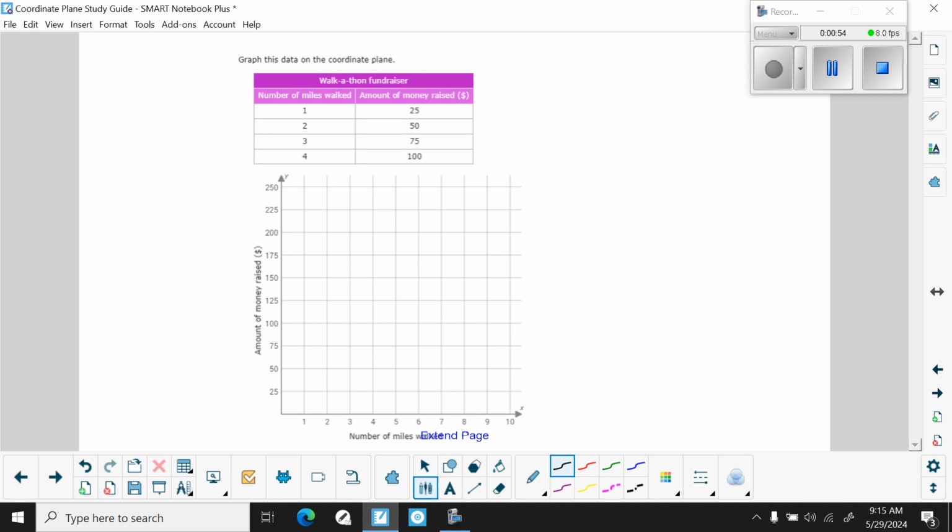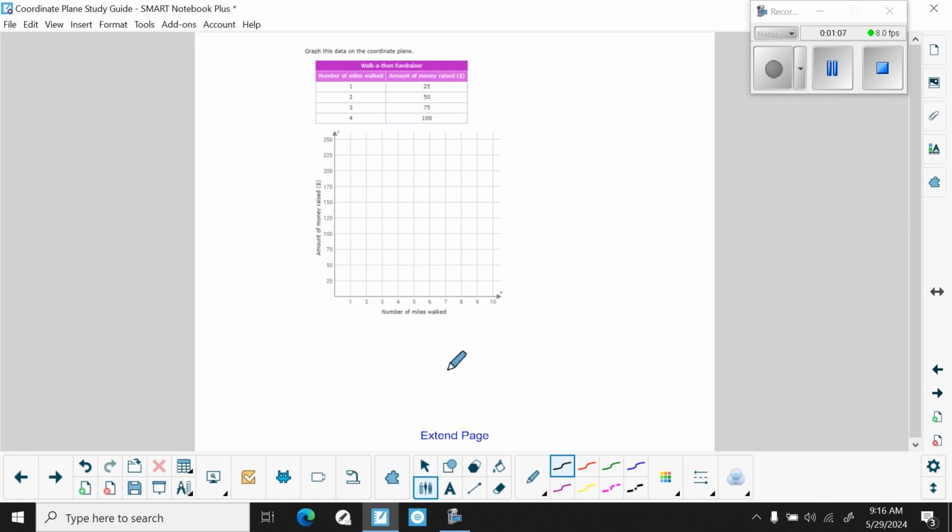Graph the data on the coordinate plane. All right, walkathon. So the number of miles is 1, and the money raised is 25. 2 miles is 50, and so on and so forth. So, oops, let's go back to the previous view.